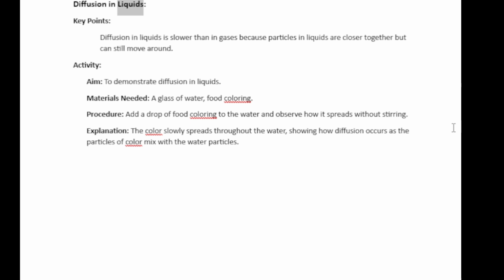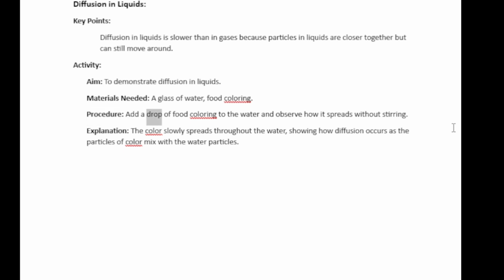Diffusion in liquids. Key points. Diffusion in liquids is slower than in gases because particles in liquids are closer together but can still move around. Activity. Aim: to demonstrate diffusion in liquids. Materials needed: a glass of water, food coloring.